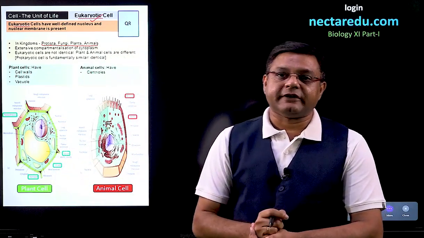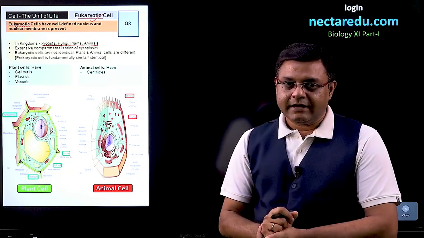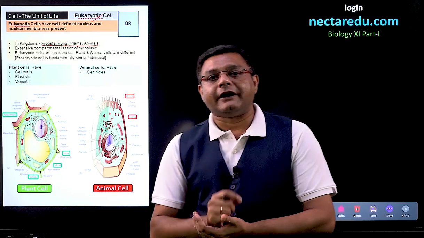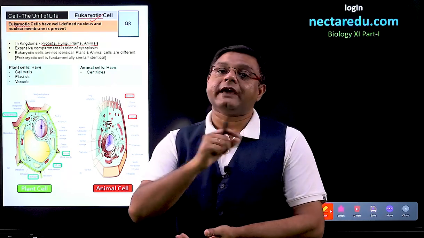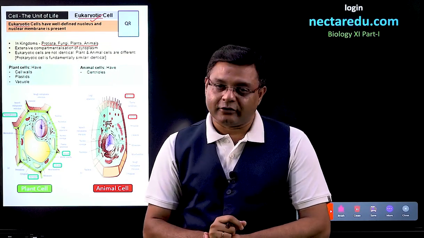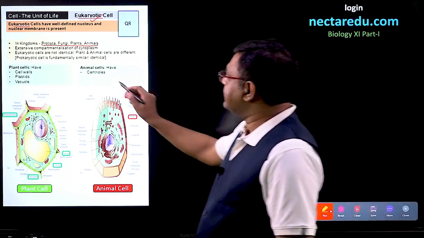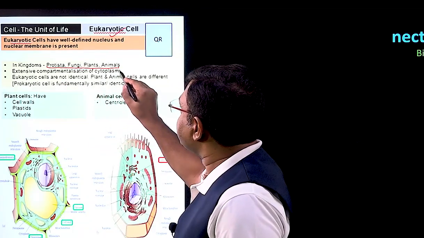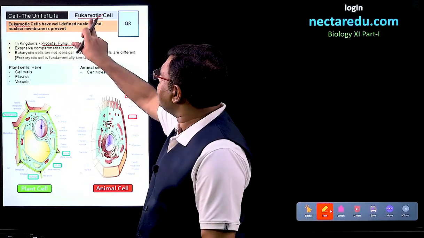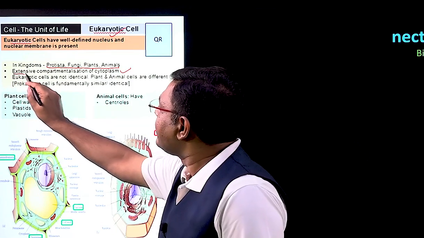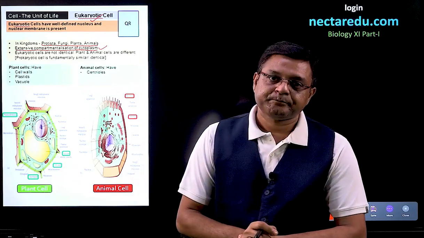Another important feature is extensive compartmentalization of cytoplasm. So as we know that prokaryotic cell do not have membranous organelles, but eukaryotic cell have a lot of membranous organelles. So what these membranous organelles do, these divide the cytoplasm into small compartments, and that is why we say that eukaryotic cells have extensive compartmentalization of cytoplasm.